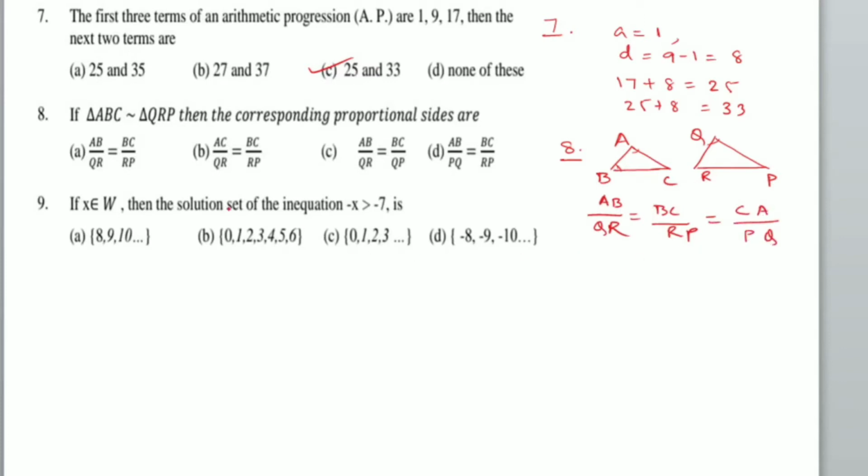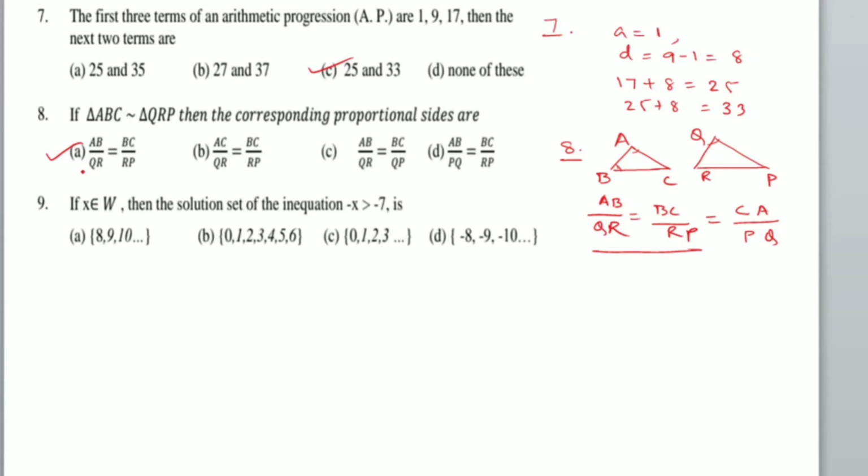Now you can see here in option A, AB by QR is equal to BC by RP. So this is the right option. No need to see the other options because we get the right option here.